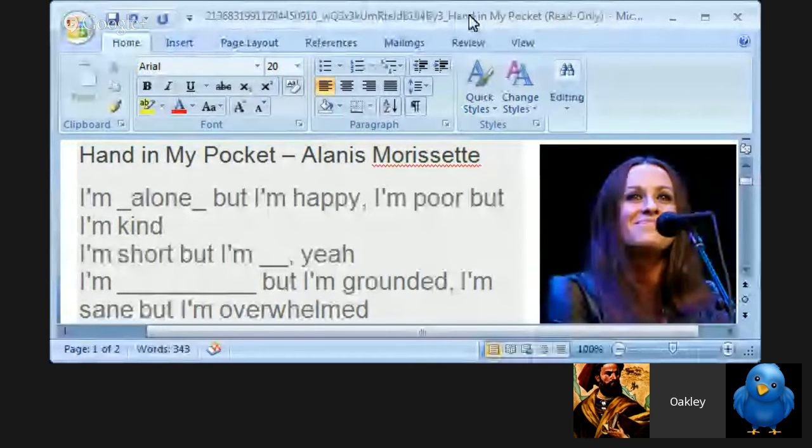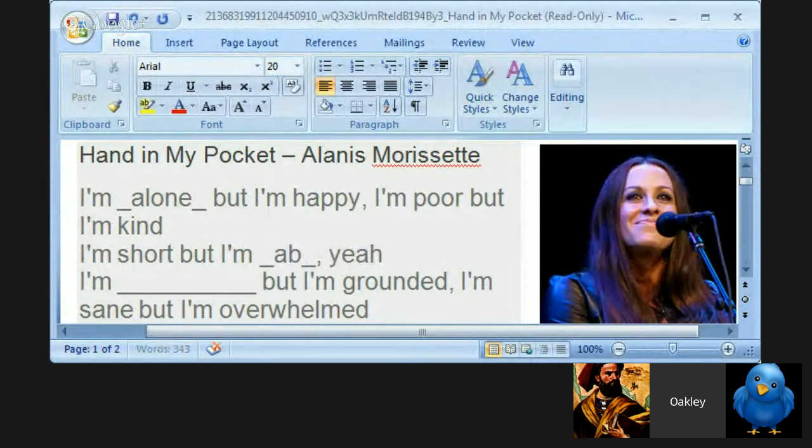Noun, verb, adjective, or adverb. Able? I'm short, but I'm able? Okay. Interesting choice. What kind of word is able? I'm efficient. Okay, well, actually, that's interesting.